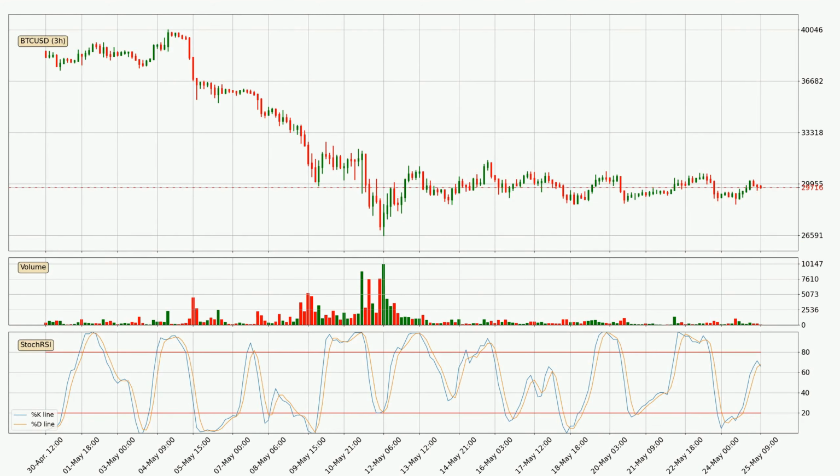Moving to the 3-hourly stochastic RSI, the stochastic RSI currently shows no overbought or oversold conditions, but we can see that the trend is currently going down because the K line is below the D line.